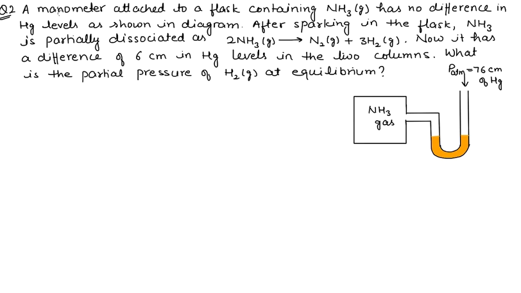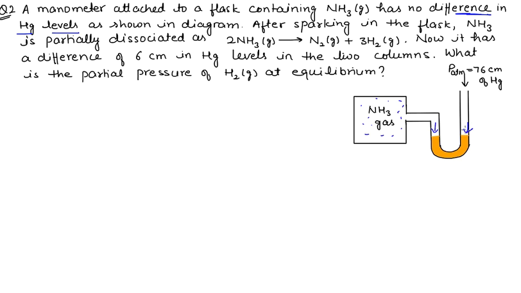Okay, so this is the second problem. We have been given a particular flask that contains ammonia gas and which is connected to a U-tube manometer. So initially the U-tube manometer has no difference in the mercury levels. That is, we can say, because this U-tube is open on one side, so atmospheric pressure will be acting from this side, and the pressure of nitrogen gas particles will be acting from this side.